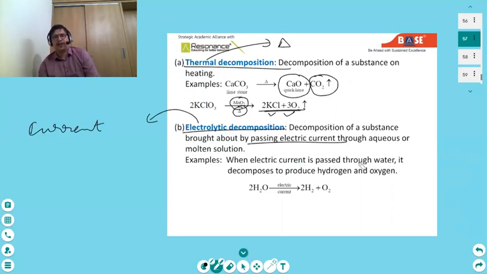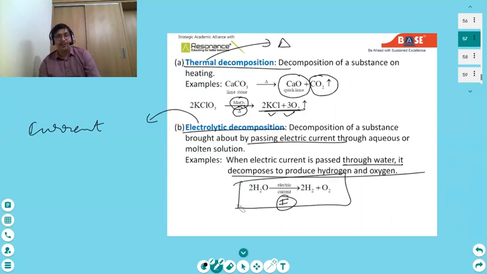So when electric current is passed through water, it decomposes to produce hydrogen and oxygen. So you can write capital I also. It looks simple, but it is not that simple a reaction, basically of water. It is very complex. You will learn when we teach you water in the coming inorganic chapter in standard 11th.